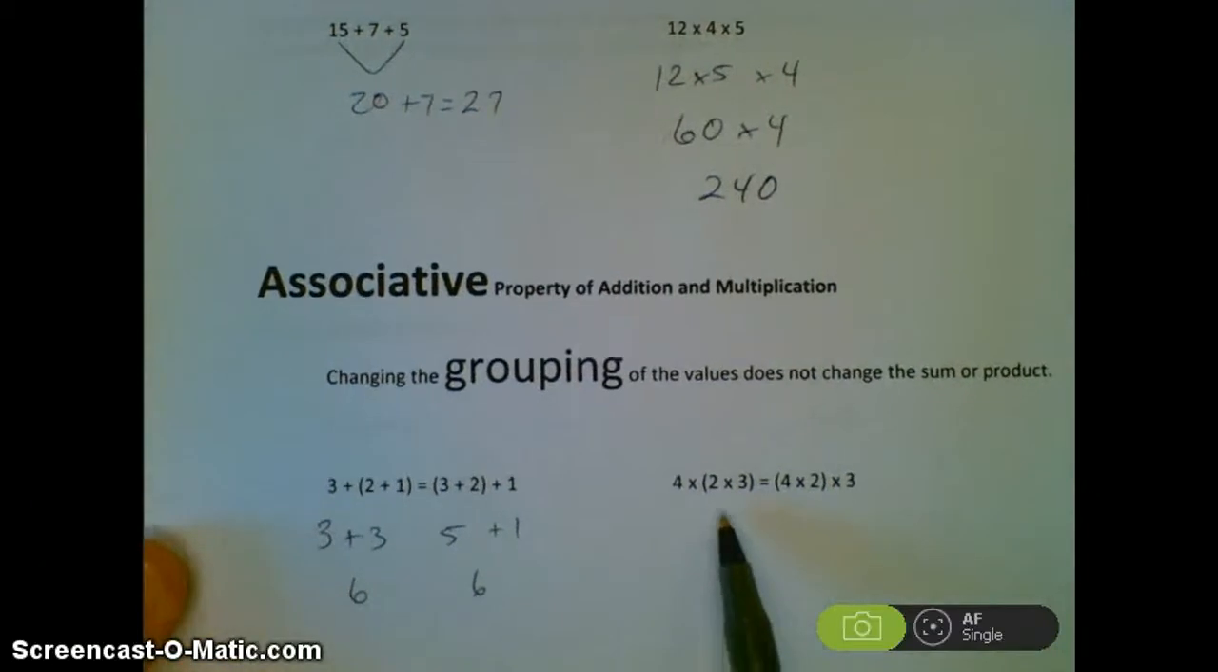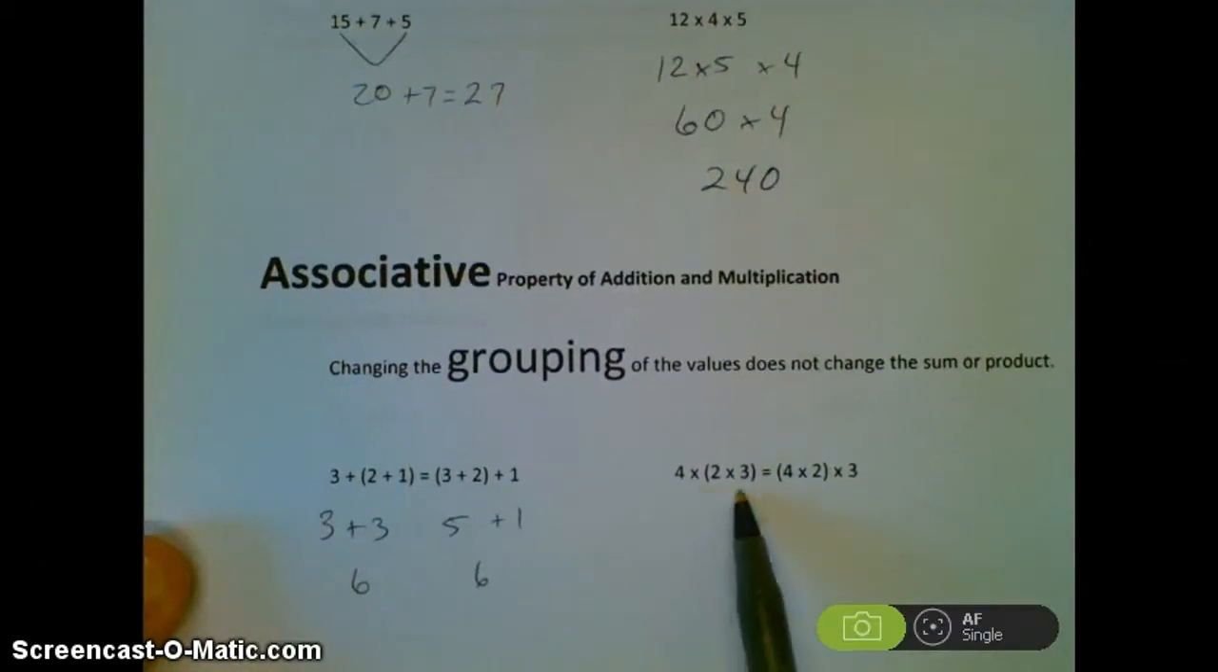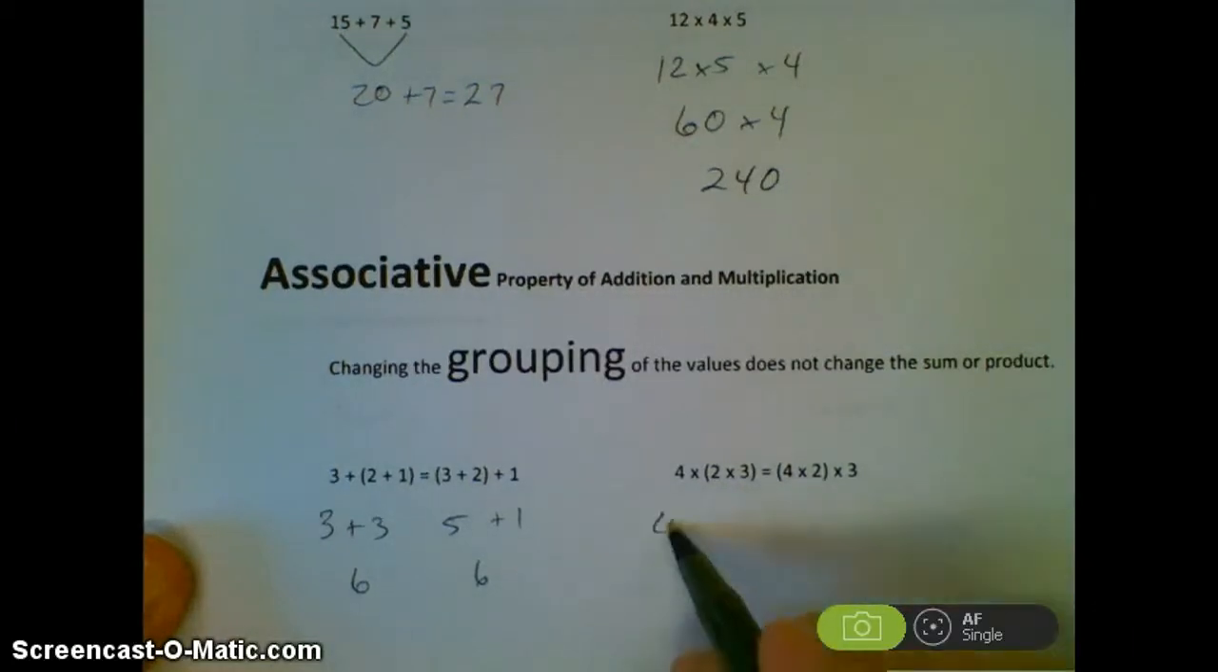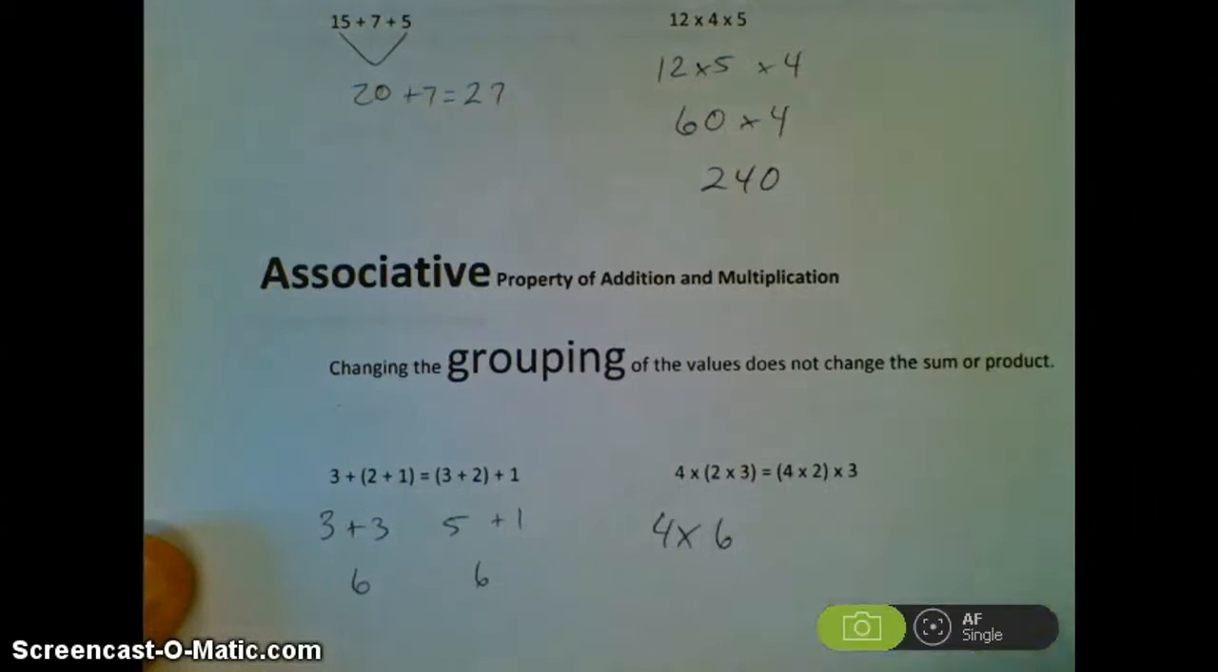It's the same with multiplication. 4 times 2 times 3 is the same however you group it, because 2 times 3 is 6, and 4 times 6 would give me 24. And 4 times 2 is 8, times 3 also gives me 24. So if I have all multiplication or all addition, it doesn't matter how I group my terms.